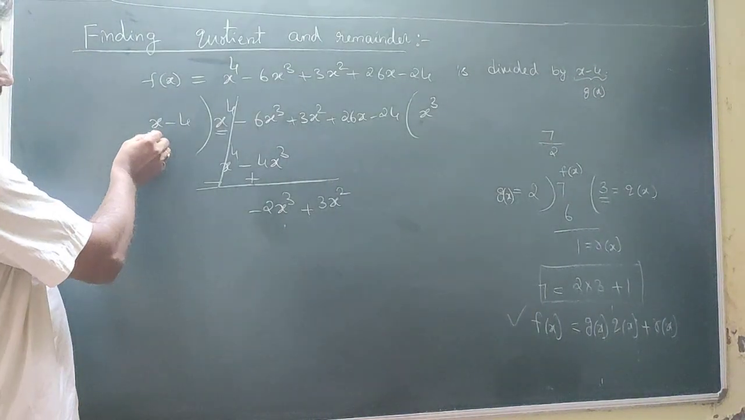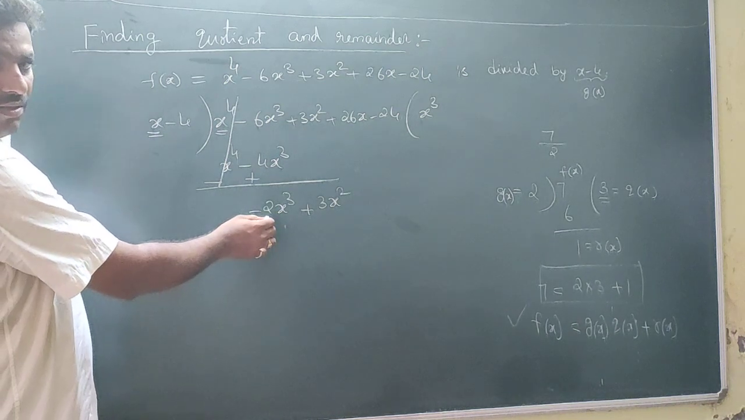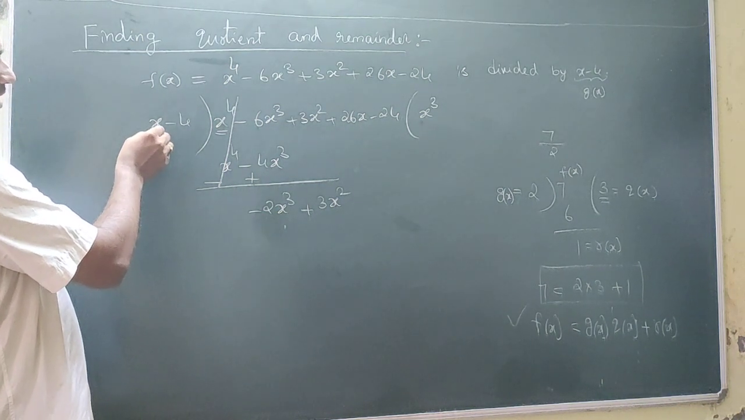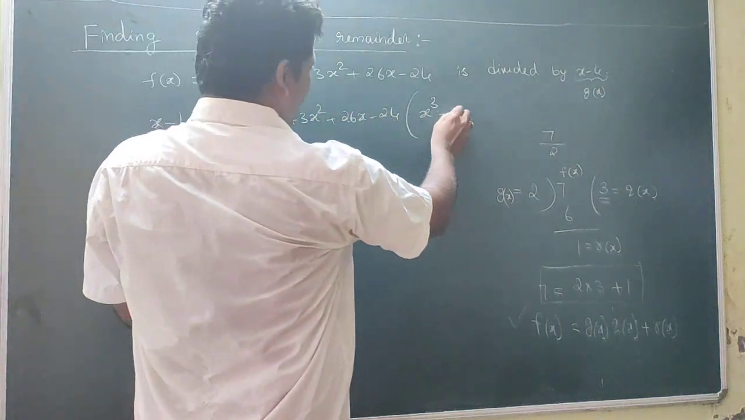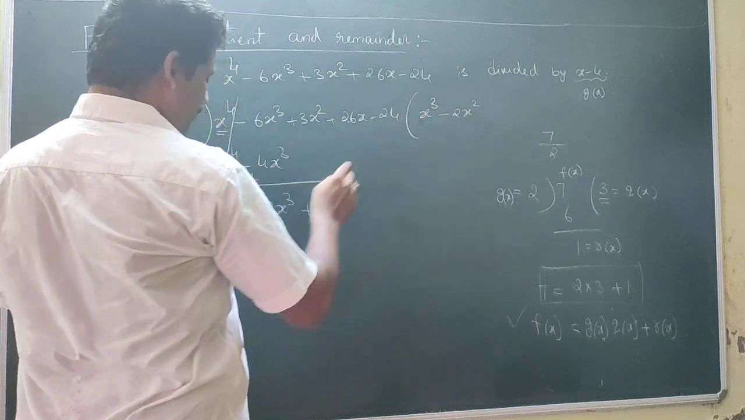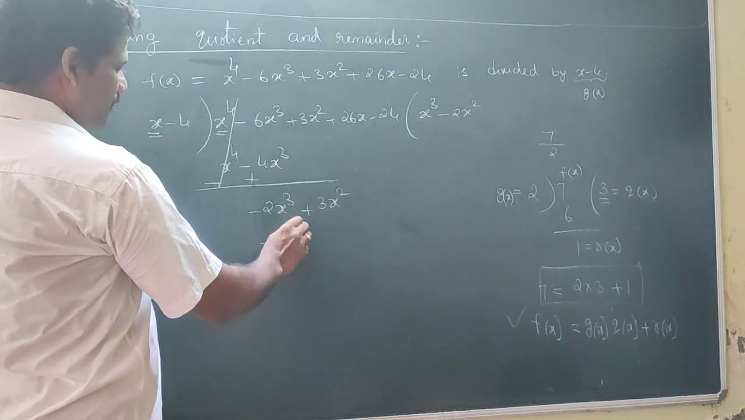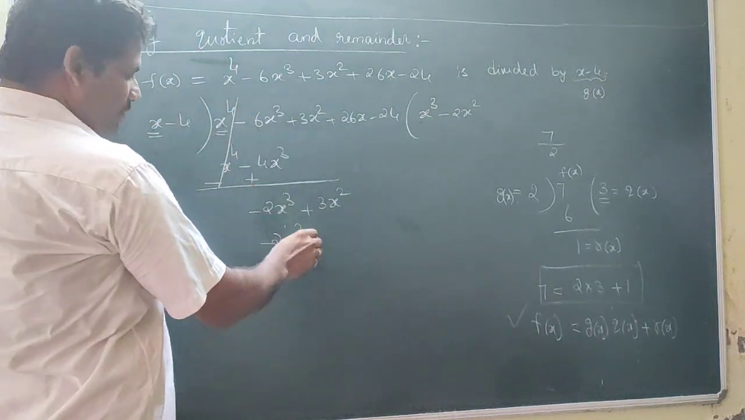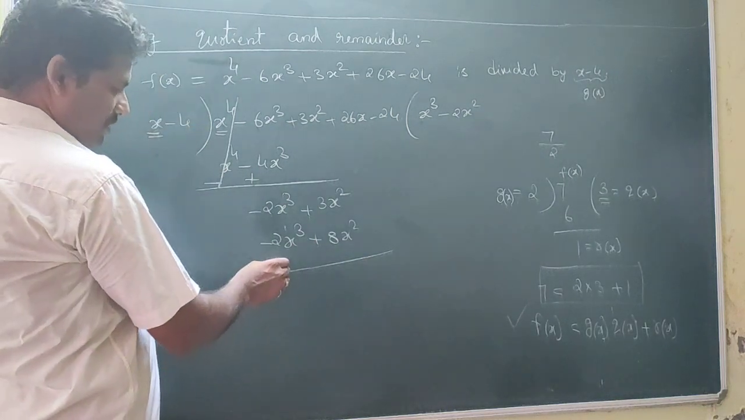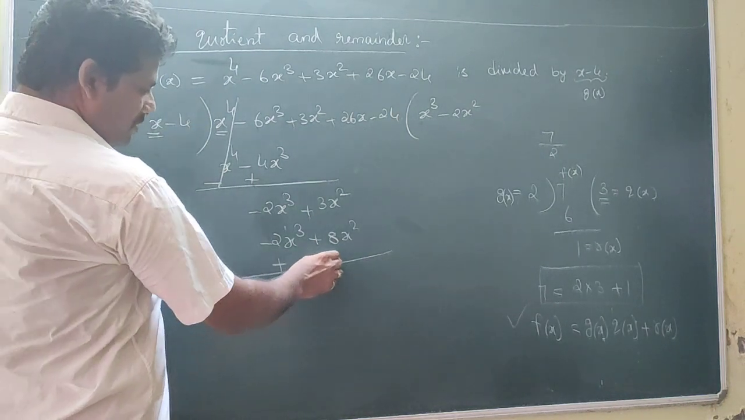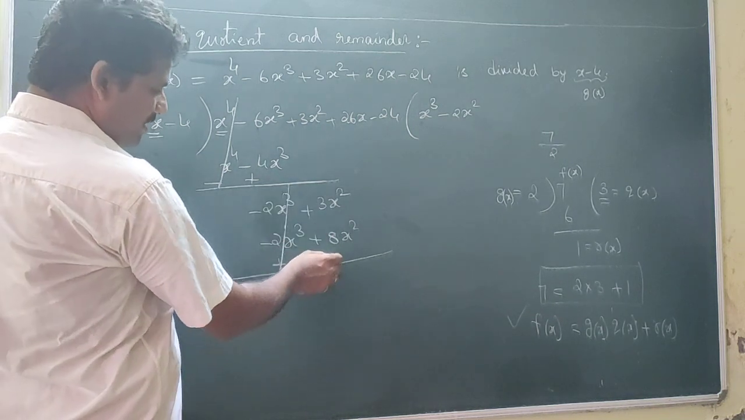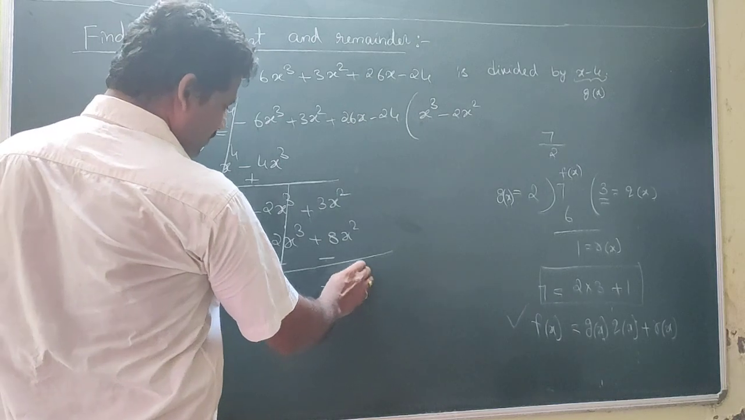See, here it is the x and here we require minus 2x square. So we should multiply with minus 2x square. x into minus 2x square is minus 2x cube. Minus 4 into minus 2 is plus 8x square. So this will be minus, plus. This will become minus. Minus 2x cube cancels. 3 minus 8 is minus 5x square.